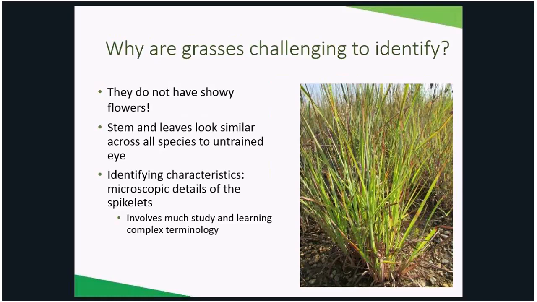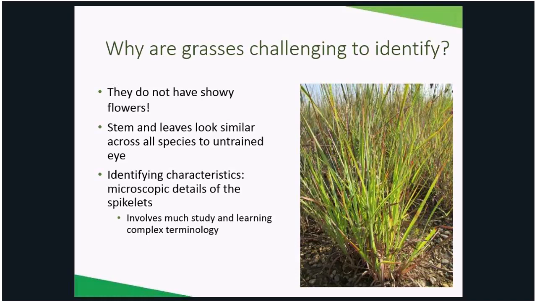But again, many of the characteristics that make a grass also play a part in making them tricky to identify. So often when trying to identify a plant, most of us are excited if we can find a showy, colorful flower. And many of our ID guides are organized by flower color, but grasses don't have those showy flowers. So we already don't have that helpful clue. Often if we see just a tuft of leaves and stems, like in this picture here, they all look really similar among different species to the untrained eye.